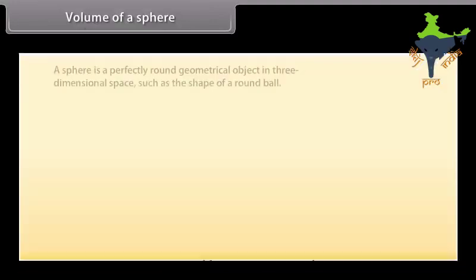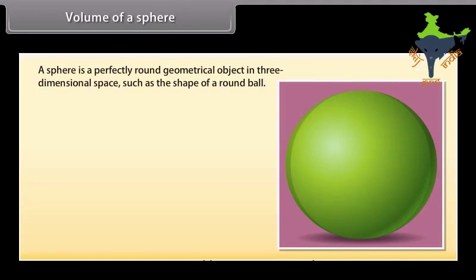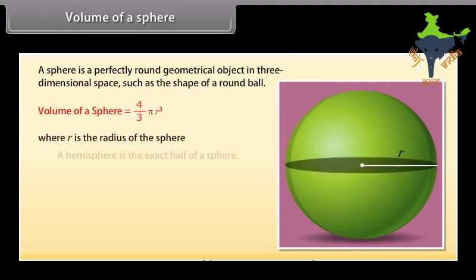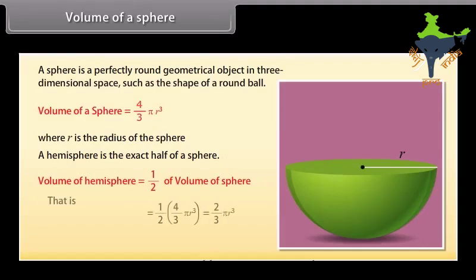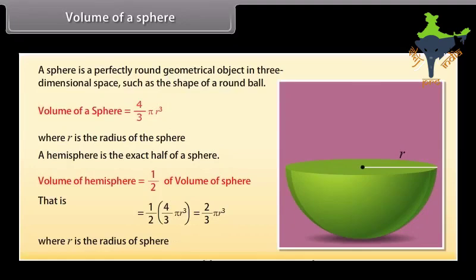Volume of a sphere. A sphere is a perfectly round geometrical object in three-dimensional space, such as the shape of a round ball. The volume of a sphere is given by 4/3 pi r³, where r is the radius of the sphere. A hemisphere is the exact half of a sphere, and its volume is half the volume of a sphere. That is, volume of hemisphere is 1/2 into 4/3 into pi r³, which is equal to 2/3 pi r³, where r is the radius.